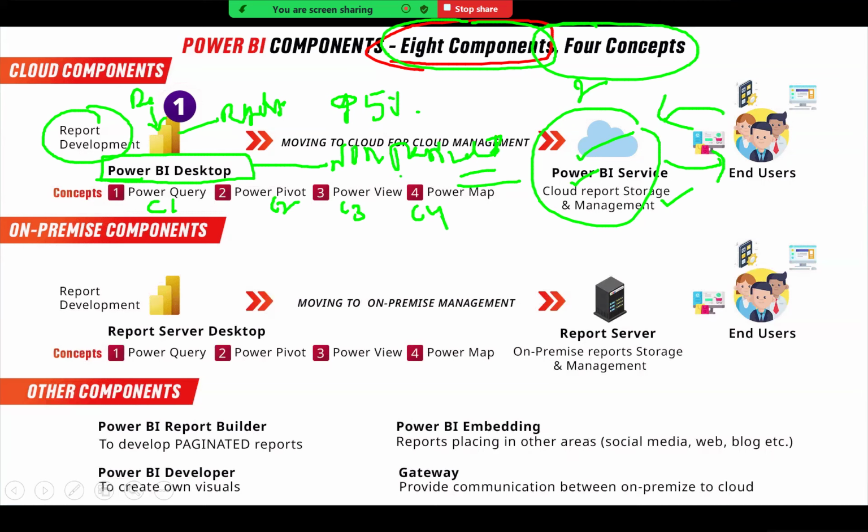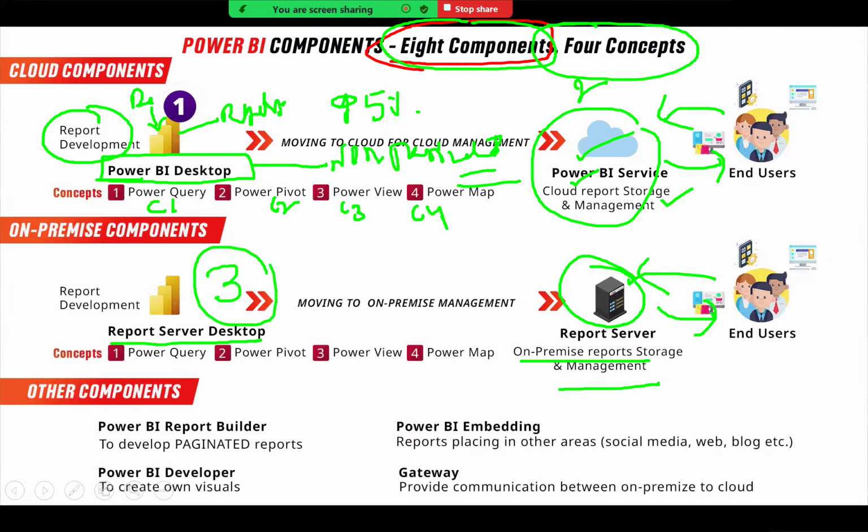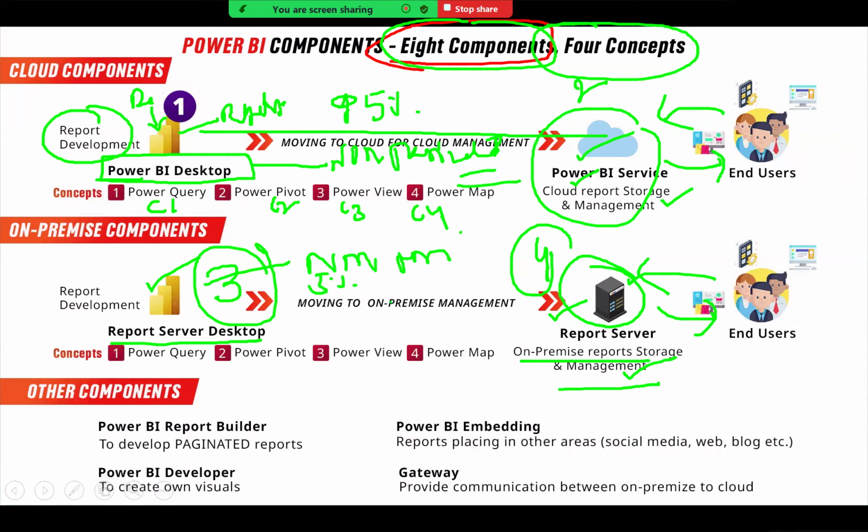Sir, I'm not interested in keeping my reports in the cloud. I want to have my own server, where I place the reports and provide access to the customers. Then there is something called Power BI Report Server Desktop, which you install. The third one is the Report Server, which you install. This develops the report, and this is the place where we place and manage it. This is also non-paginated. Cloud people go for the Desktop and cloud combination, 95% of people, and 5% of people use Desktop with an on-premises Report Server.